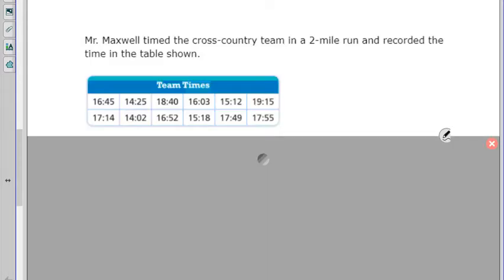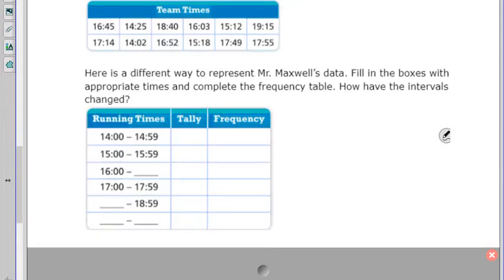Mr. Maxwell timed the cross-country team in a 2-mile run and recorded the time below. So there we go. We have some more times for people running that race. If you notice carefully, they're the same times. We're going to represent things a little differently this time. Okay, this time we have more intervals that are shorter, so they're only 1-minute intervals.